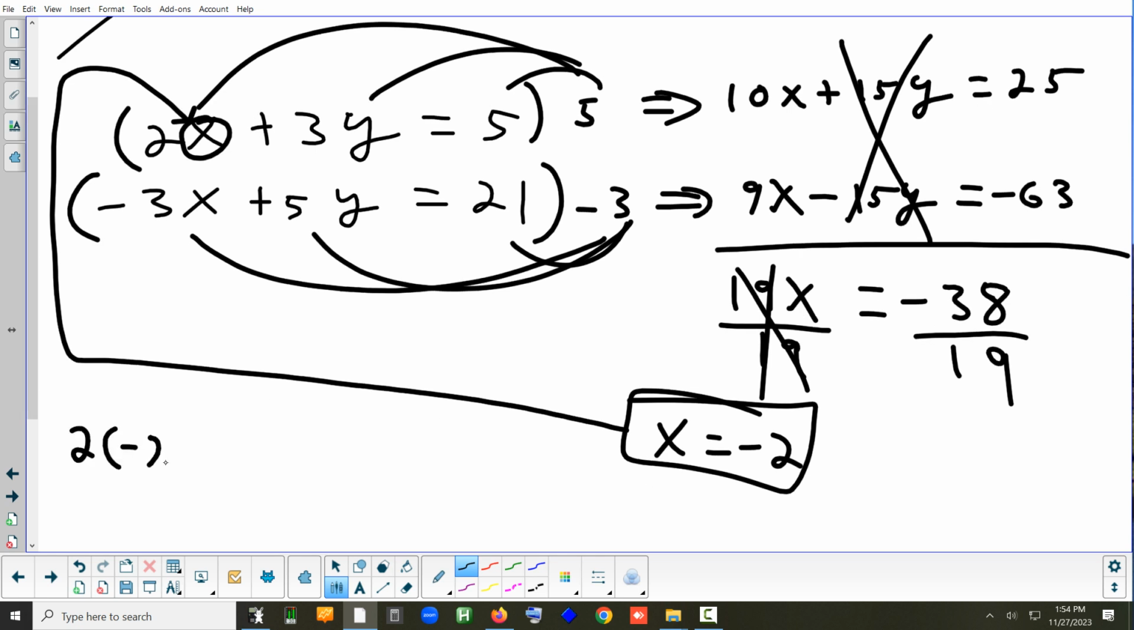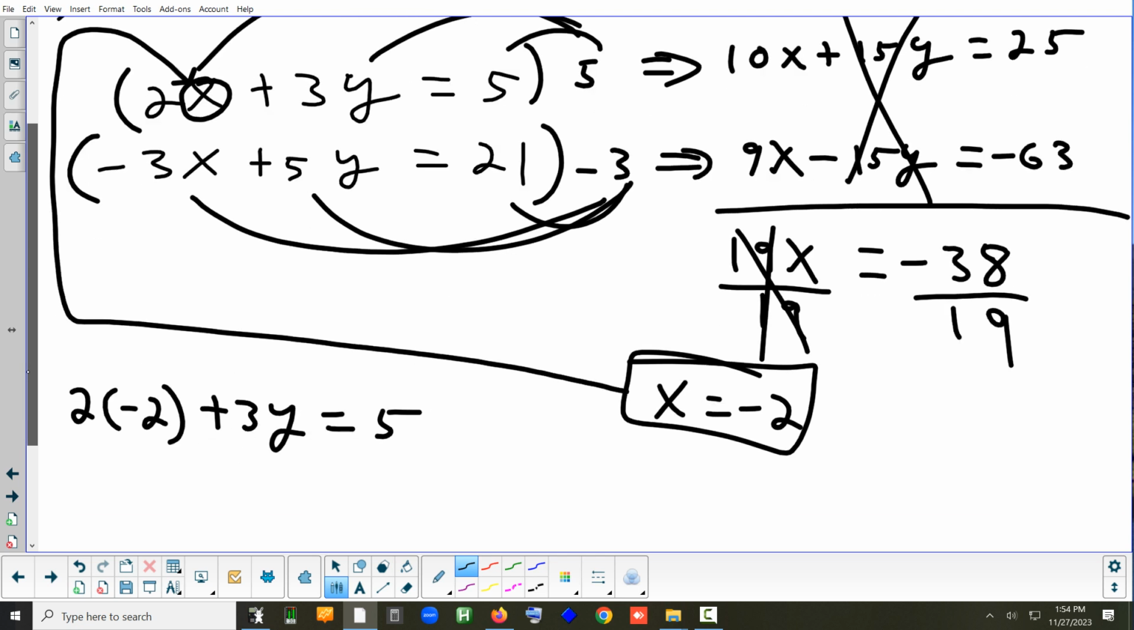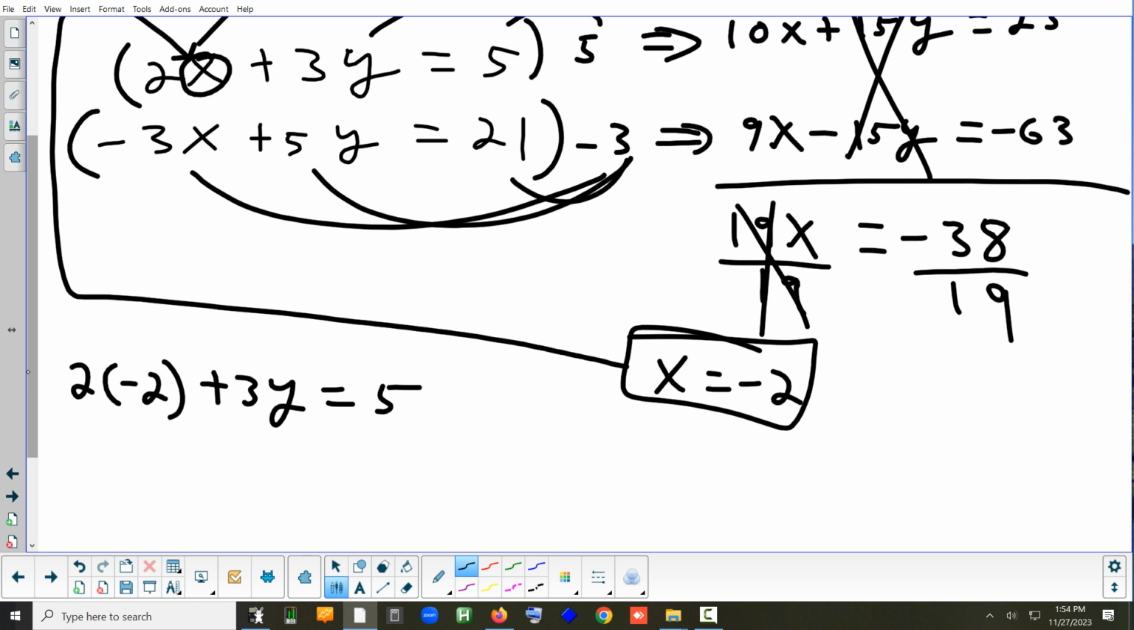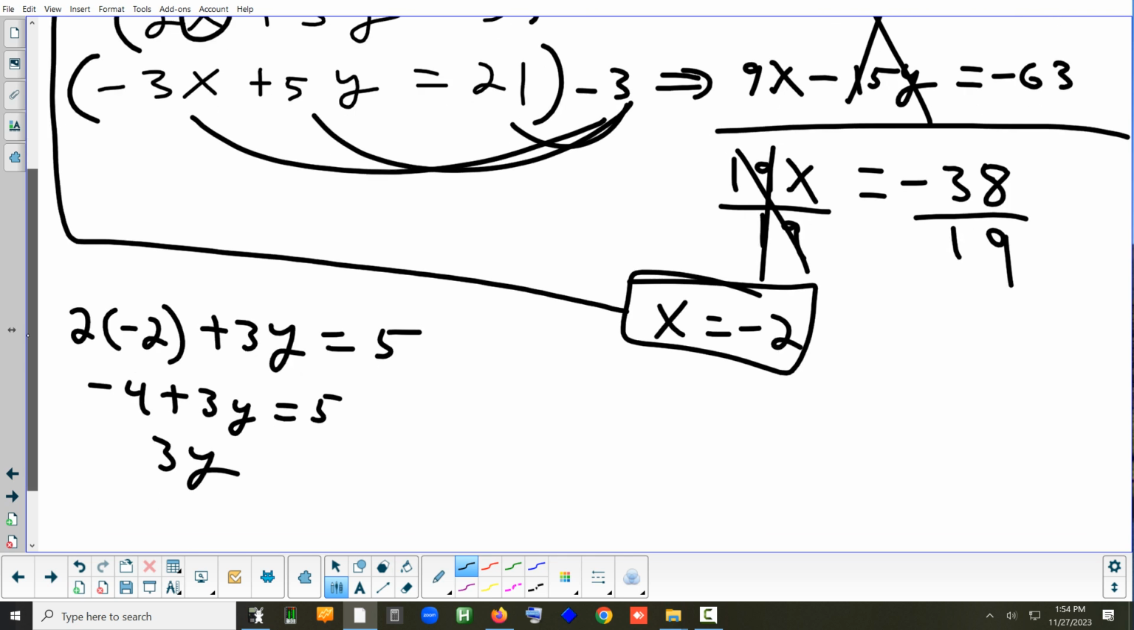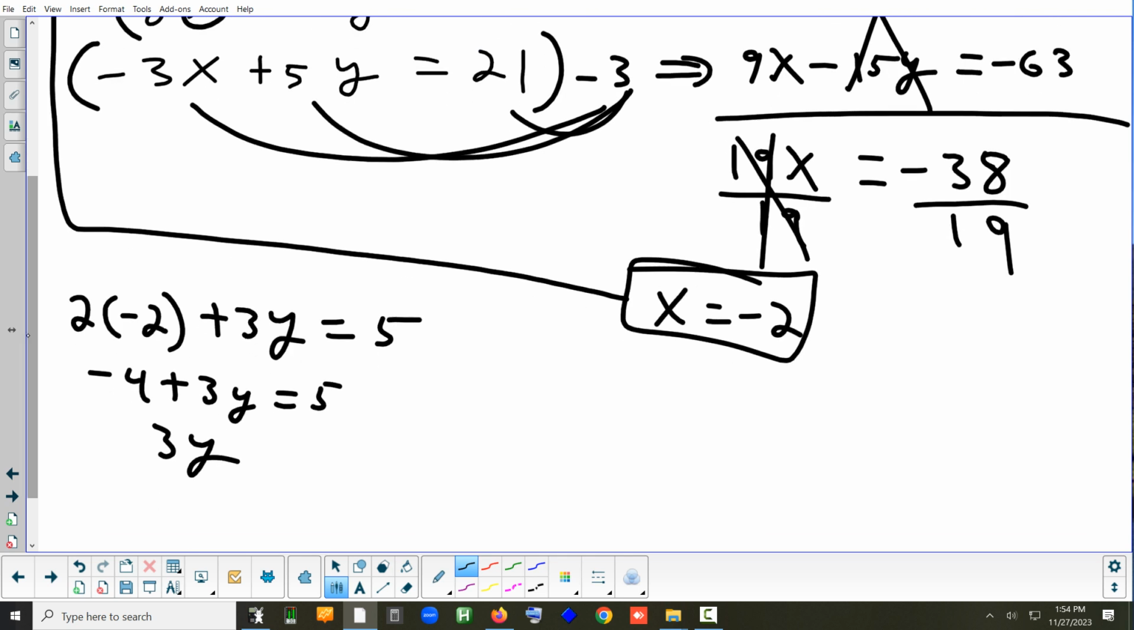Okay, so we're going to have 2 times negative 2 plus 3y equals 5. Okay, what's 2 times negative 2? Negative 4. What will 3y equal? 9. Yep. And y equals 3. So you get x is -2 and y is 3.